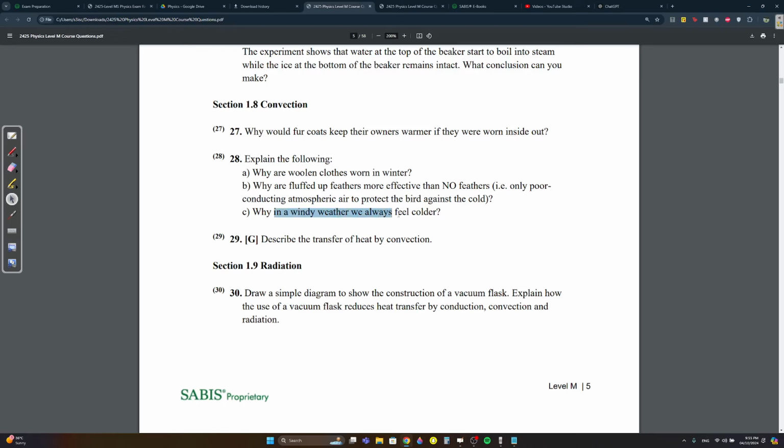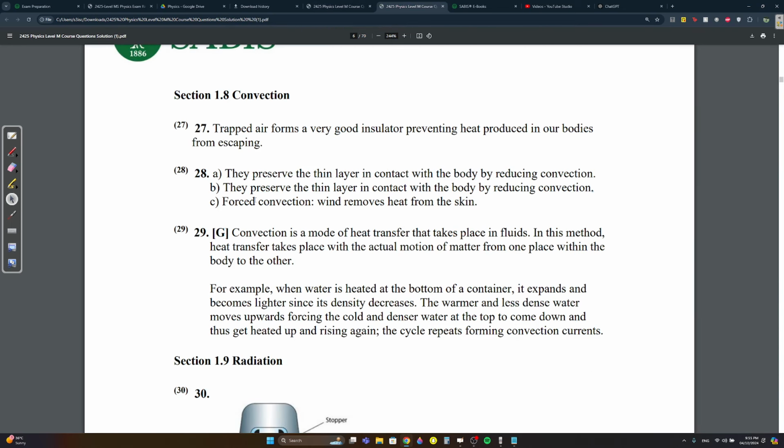Why in windy weather do we always feel colder? Because of convection, right? The air is blowing on you, which causes forced convection. Why is it forced? Because there's a force acting on you in the wind.